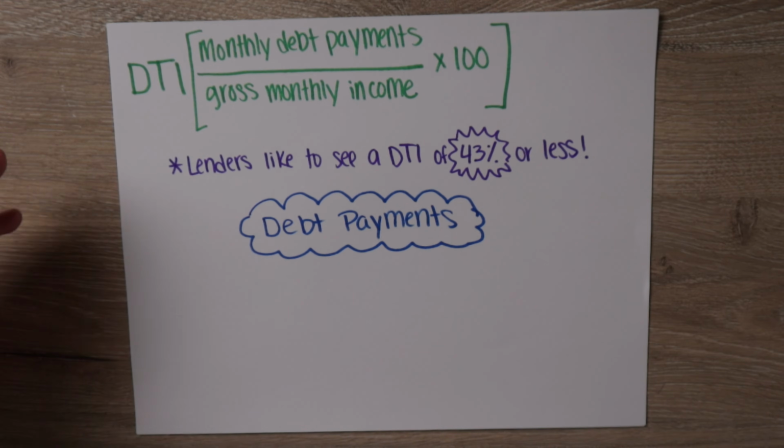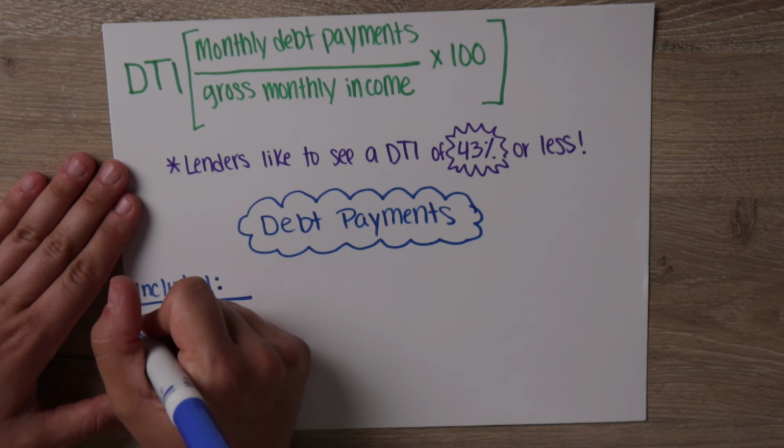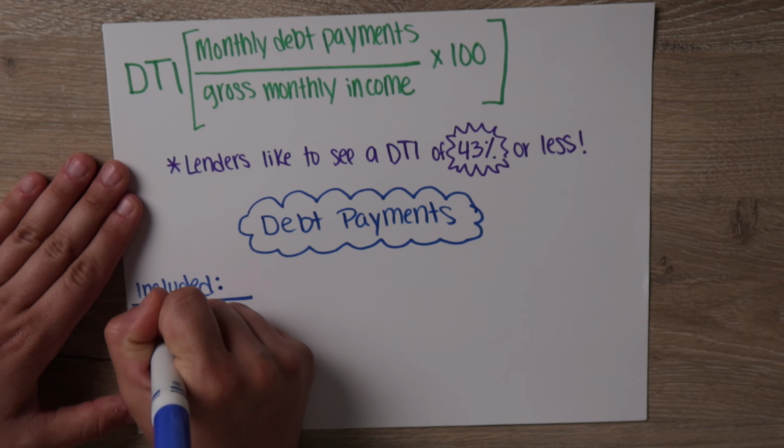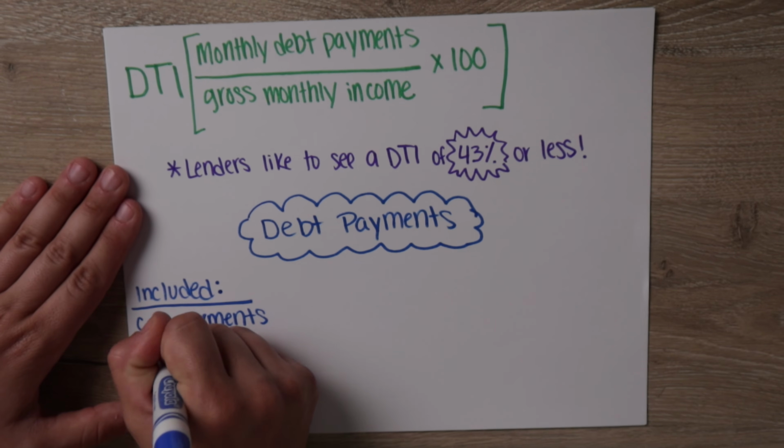So that you can get a better understanding of how to calculate your debt to income ratio, let's talk about what's included versus omitted in the calculation. When I mention debt payments, I know that is very broad. So let's first talk about some of the items that are included in your debt payments from a DTI perspective. Lenders are going to look at car payments that you have. They're also going to look at student loans.